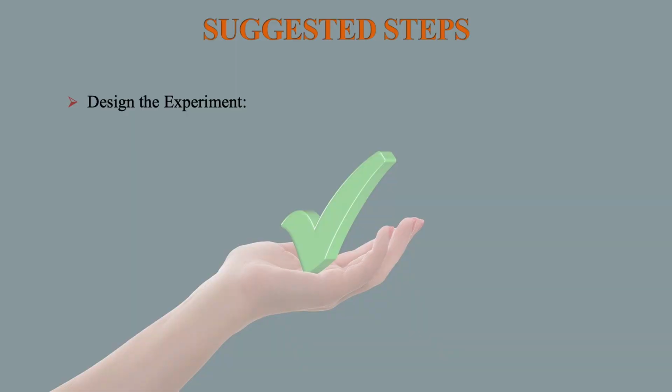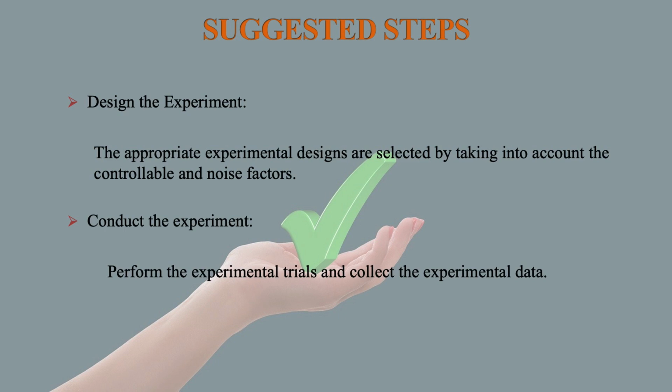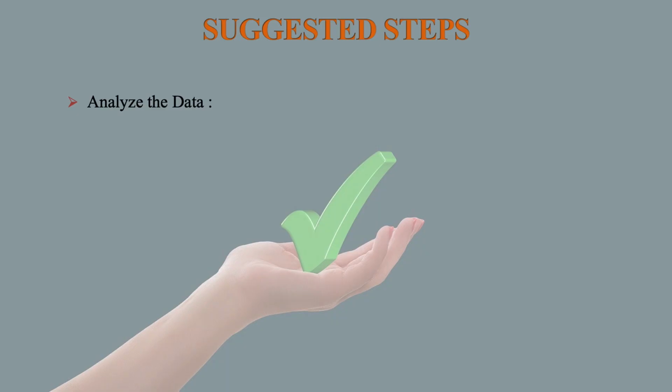Then the next step is to design the experiment. The appropriate experimental designs are selected by taking into account the controllable and uncontrollable factors. Conduct the experiment: perform the experimental trials and collect the experimental data. So this is designing and conducting the experiment and then collecting the data. Any experiment you conduct, you will get data, so that data has to be collected. Then the next step is to analyze the data.